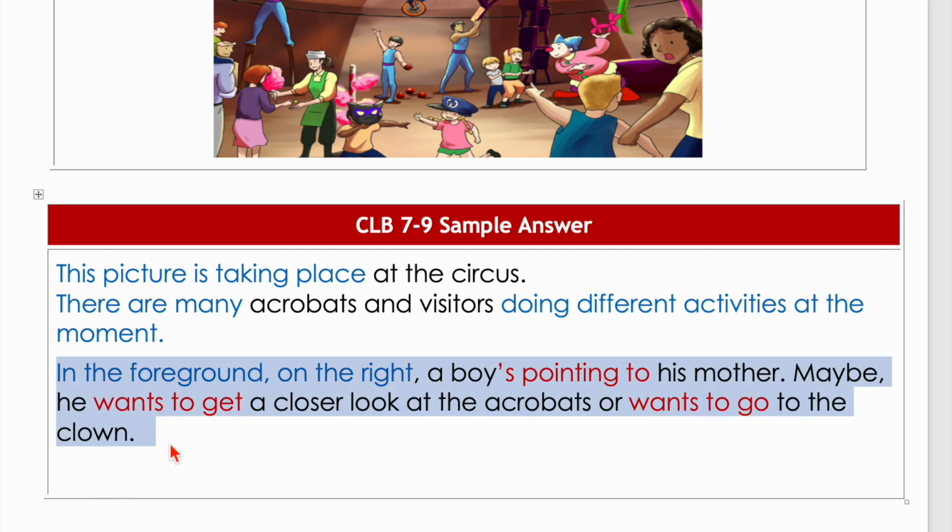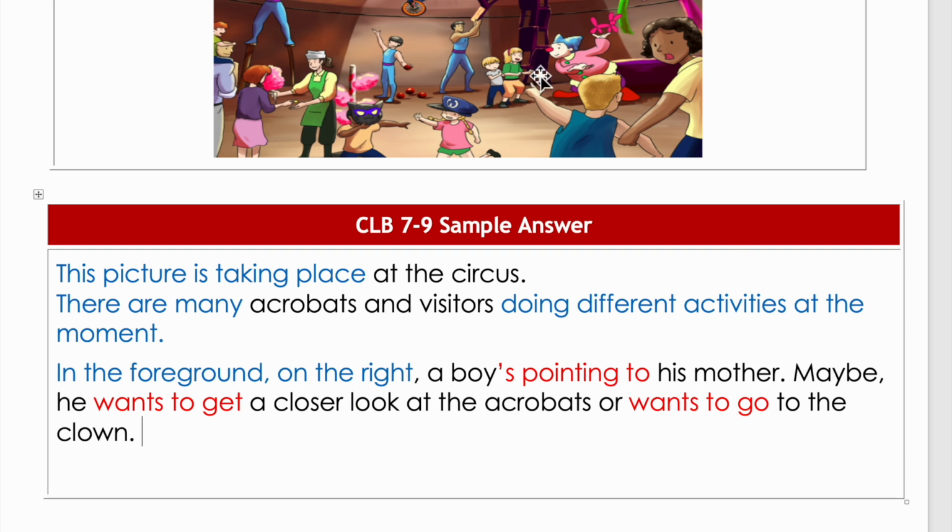In the foreground on the right, a boy is pointing to his mother. Maybe he wants to get a closer look at the acrobats or wants to go to the clown. I'm talking about this one here where he's pointing, you see? He's pointing at his mom, pointing at something. So that's one side here.